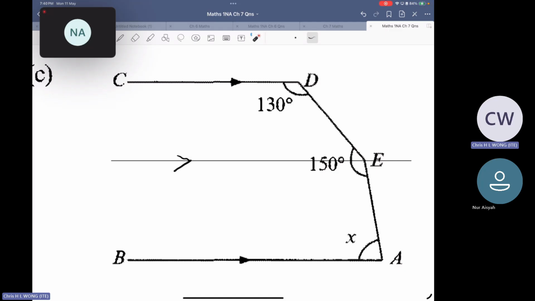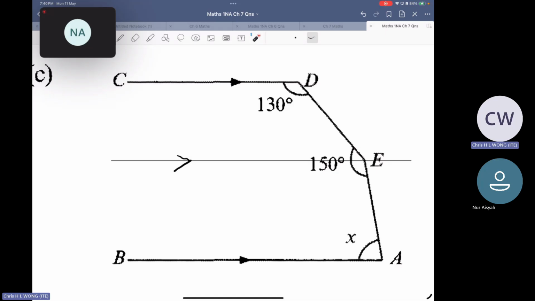You can use two methods. One is 540. Then C and B join. C and B join. Those two angles become 180. The five angles add together to 540, right? Minus 180, left 360, then minus 130, minus 150.